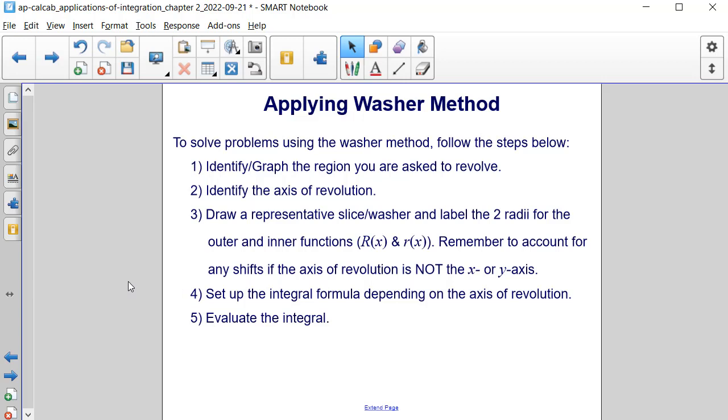Then set up the integral formula depending on the axis of revolution. In other words, are you going to integrate with respect to x or with respect to y? And then evaluate the integral.